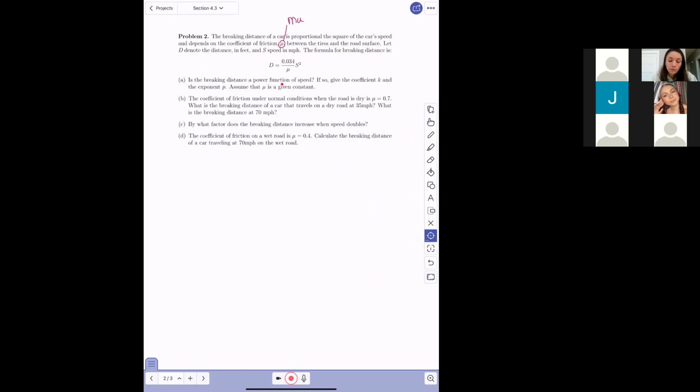Okay. Is the braking distance a power function of speed? If so, give the coefficient K and the exponent P. Assume that mu is a given constant. Is this a power function? Yes. Good, yes it is. Can someone else tell me what my coefficient is? Is it 0.034 over mu? Good, over mu, yep. Because for this problem, it says that we're assuming mu is a given constant. So depending on the road's conditions, we'd be given mu and this is our coefficient. So what is my exponent? 2. 2, good. All right, any questions on that one?